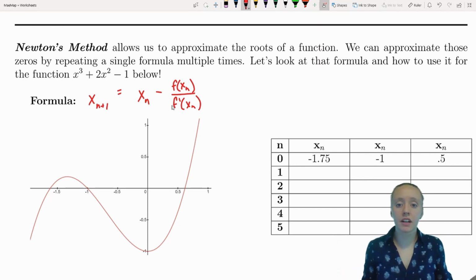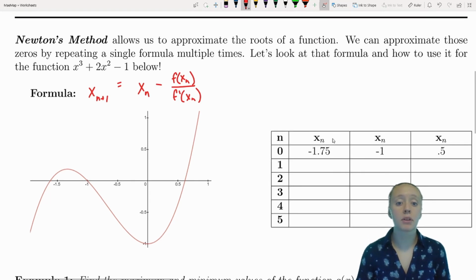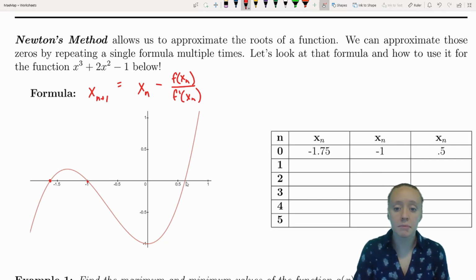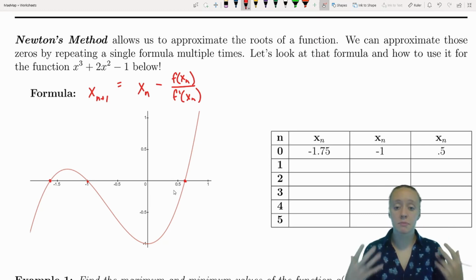But where exactly do we start? Well, our x sub n, our very first option, we want it to be somewhere close to the root. So in this example, I already have a couple x sub n's, my x sub 0, my starting value. You can see I have some root over here, so I guessed around negative 1.75. Here, it looks like my root is negative 1, so I estimated negative 1. And here it looks like it's around 0.6 maybe, so I'm going to estimate 0.5 and use that starting value as my x sub 0.